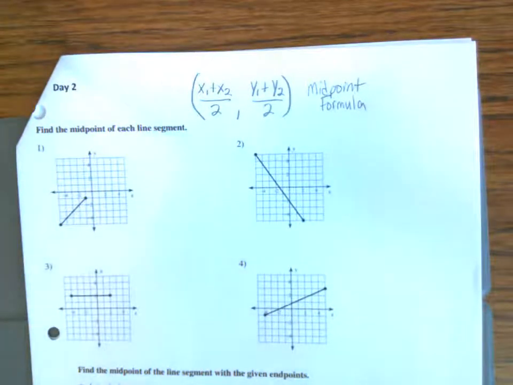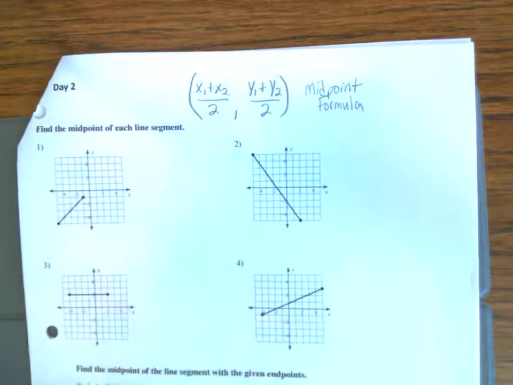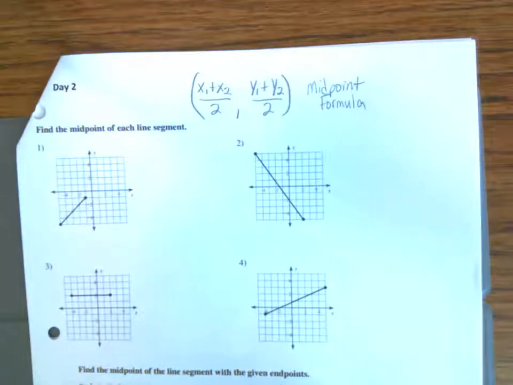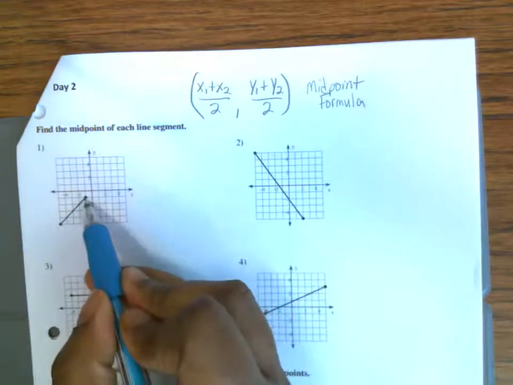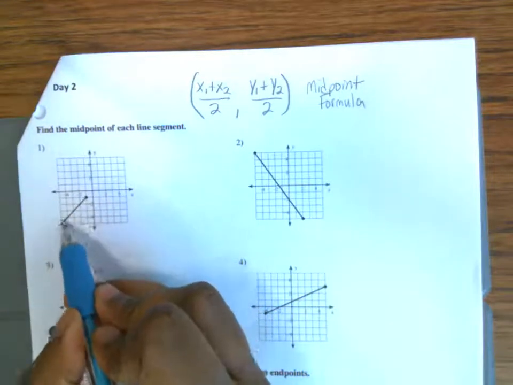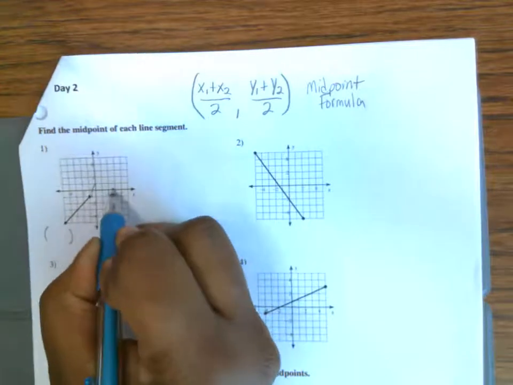All right, so let's do number 1 together. We're going to do 1 and 2, and then you're going to do the other 4 on your own. So let's look at this first one, number 1. These are your endpoints here. So I'm going to write the ordered pairs for both endpoints.